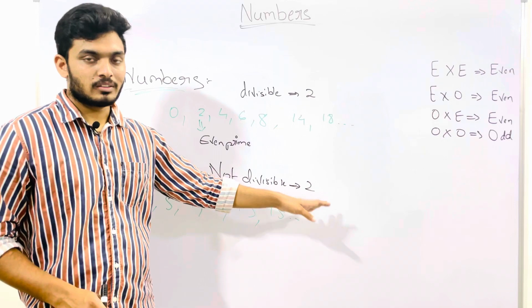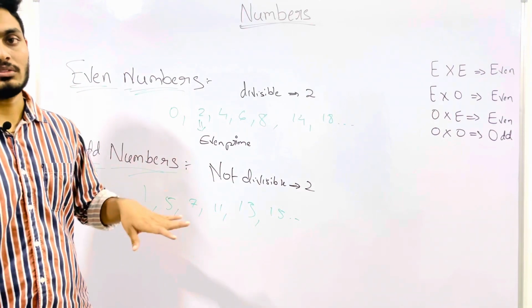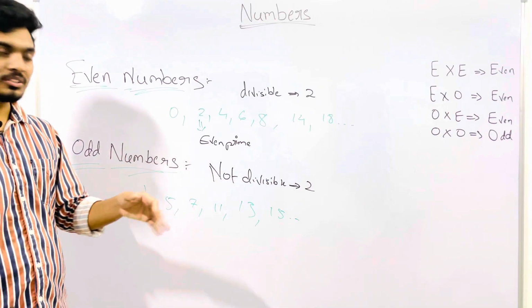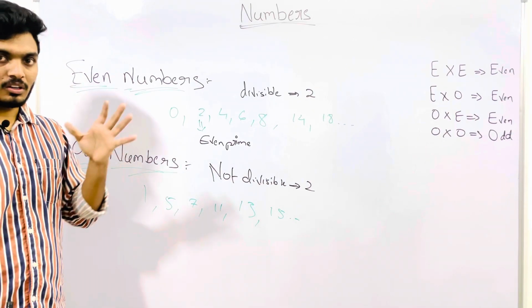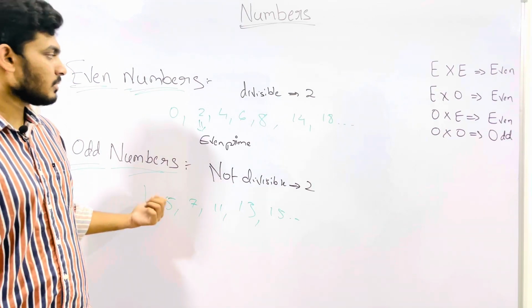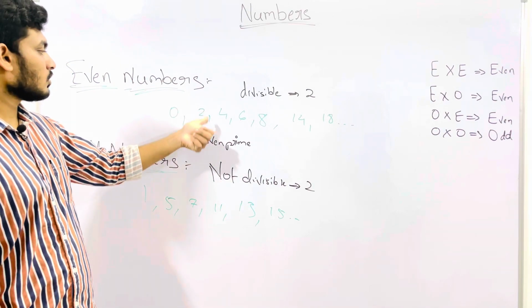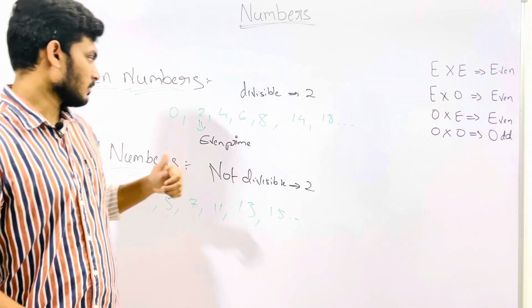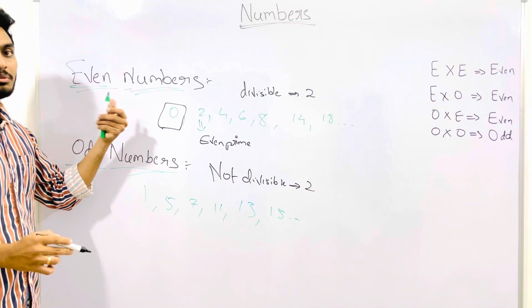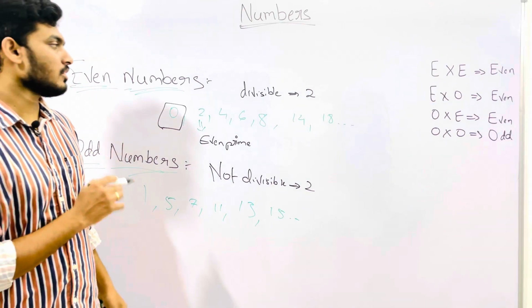That means the remainder will be 1. When an odd number is divided by 2, the remainder will be 1. Those kinds of numbers are called odd numbers, and the prime numbers which we have are all odd numbers except 2. So 2 is the one and only even prime number, and 0 is an even number. Remember that 0 is always an even number.